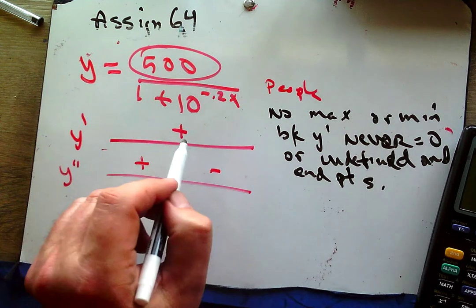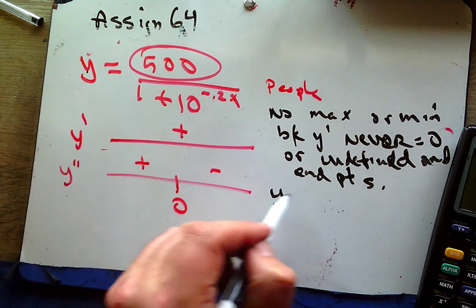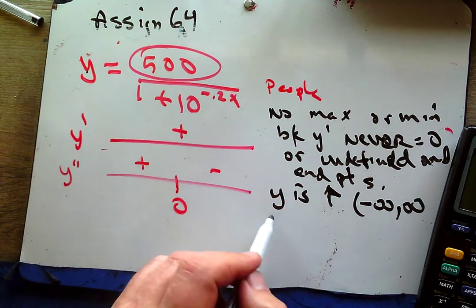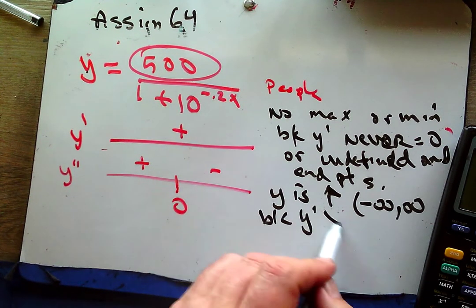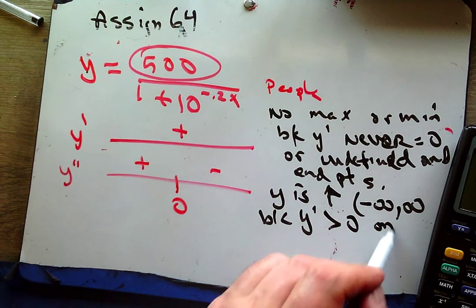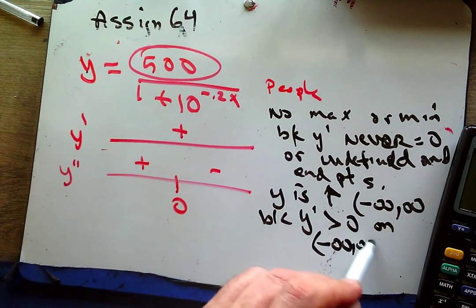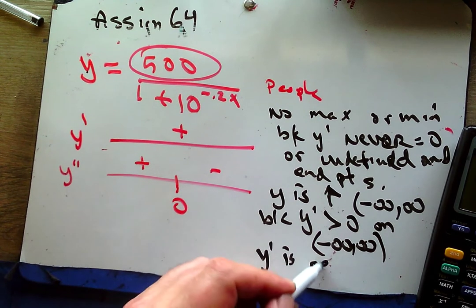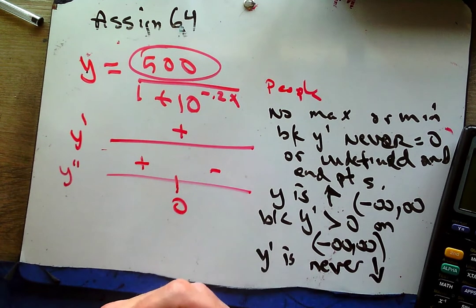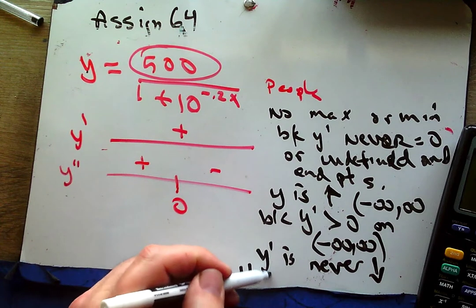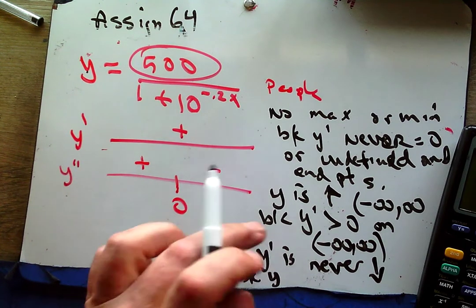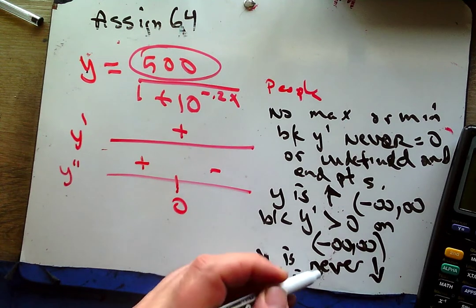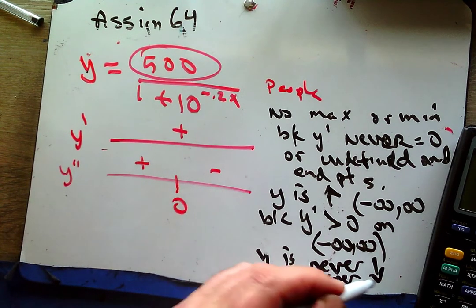We can say y is increasing on negative infinity to infinity because we saw that y prime was greater than 0 on negative infinity to infinity. y prime is never decreasing because y prime is never less than 0.